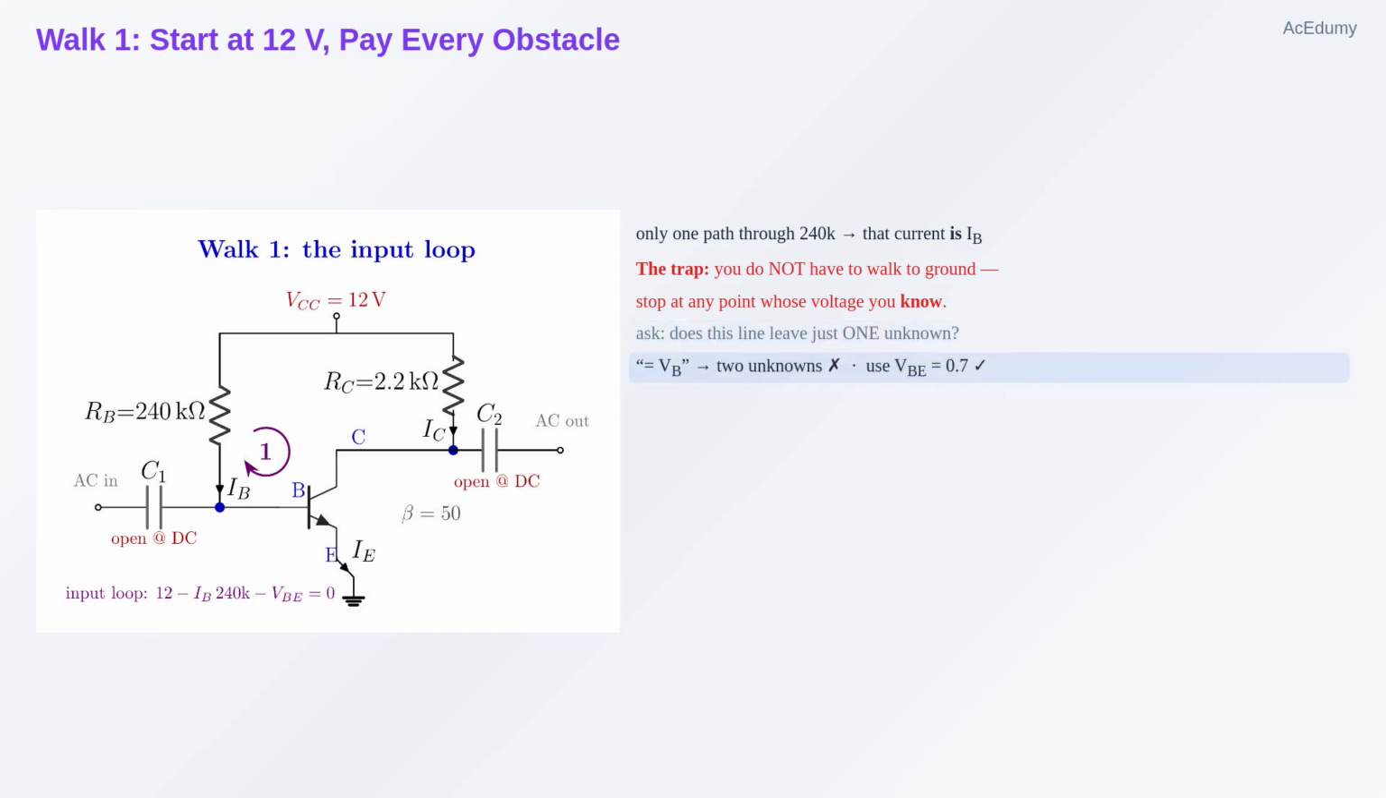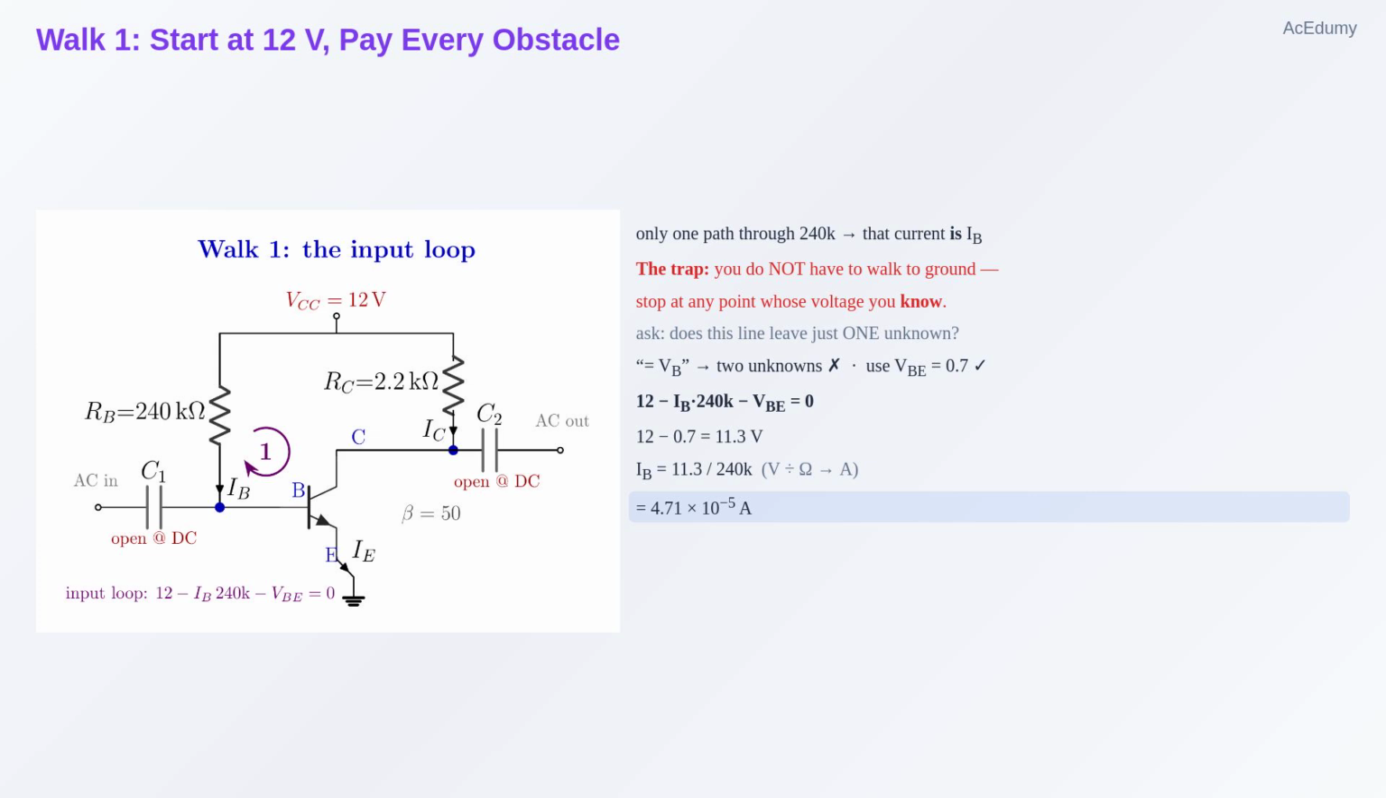And before writing anything, ask one question. Does this line reduce my unknowns to 1? If I stop here and write equals V sub B, I have two unknowns, I sub B and V sub B. That line is useless. So what do we actually know? We know the base to emitter drop, 0.7 volts. So take one more step across the junction, minus 0.7, and now I am standing on the emitter. And the emitter is wired to ground, 0 volts. I have arrived. So the full walk reads 12 minus I sub B times 240K minus 0.7 equals 0.